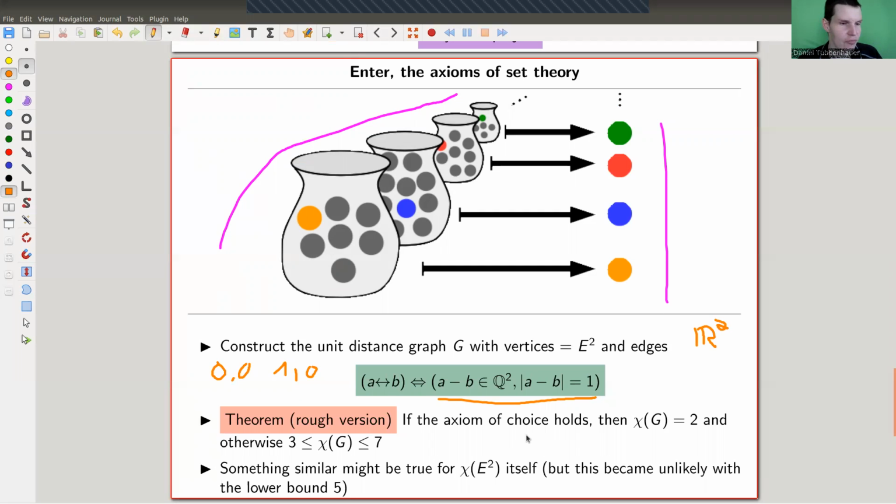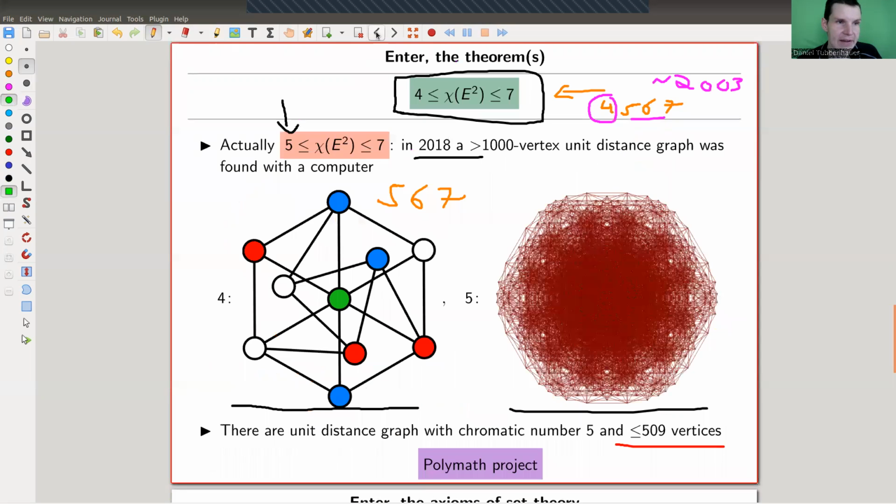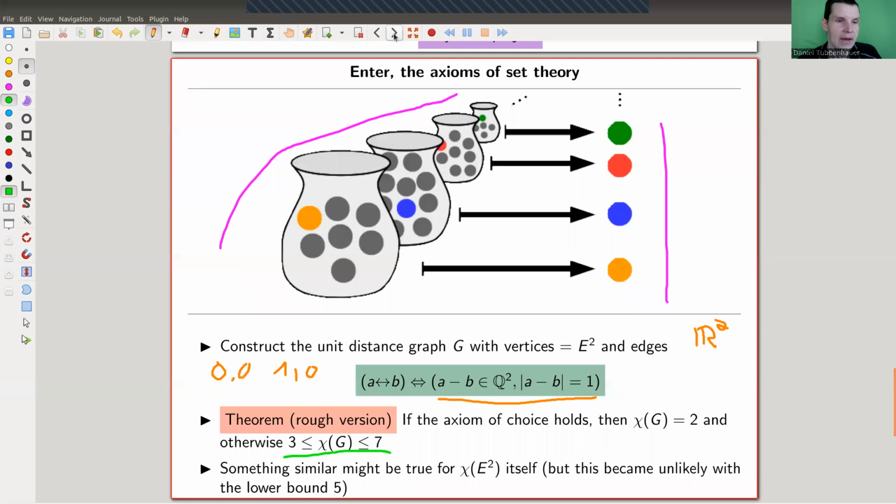And there's a theorem which roughly states the following. And this is a pretty surprising theorem, link is in the description. So if the axiom of choice holds, then you can color this graph with 2 colors, which is a bit ridiculous. Basically, if you assume the axiom of choice, then 2 colors suffice. And if you don't assume the axiom of choice, you need at least 3 colors. And well, 7 is still the upper bound by exactly using this little picture here. And that's a really weird result in some sense.